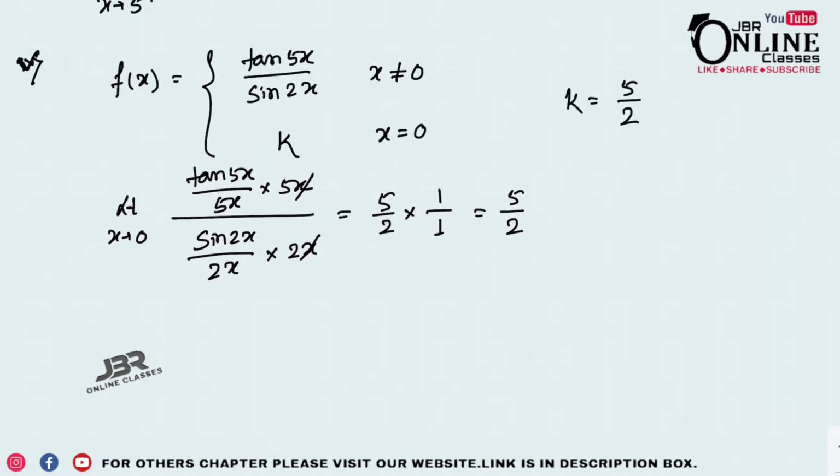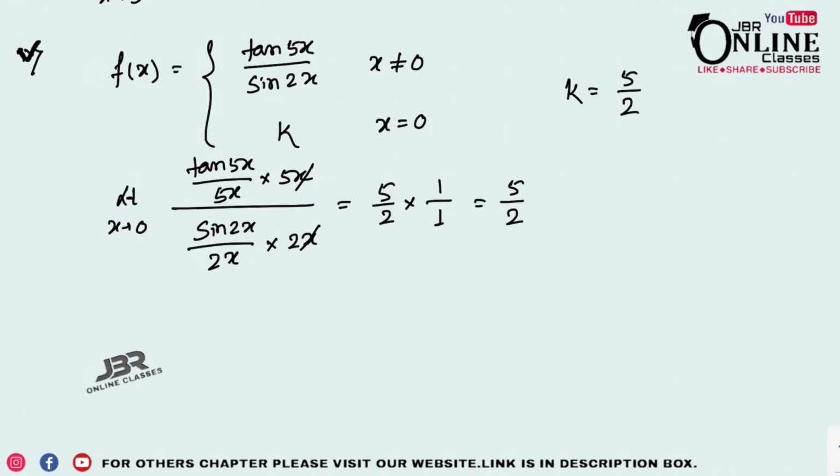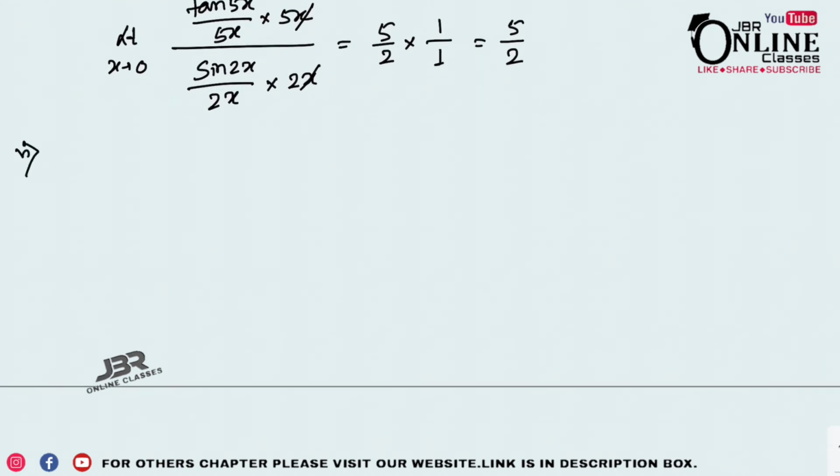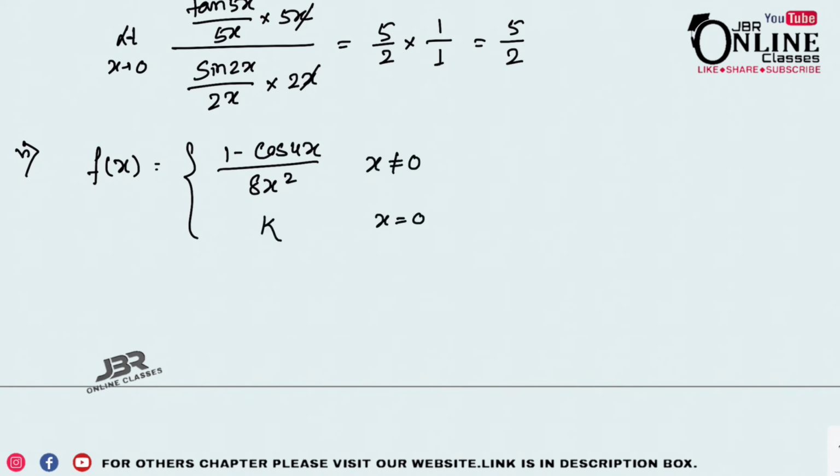Now next one, this is sum number 5. Okay, not the 4, this is sum number 5. Now next one, sum number 6. Sum number 6: f(x) equal to 1 minus cos 4x divided by 8x square, when x is not equal to 0, and k when x equal to 0, is continuous at x equal to 0. You have to find out the value of k. Again a similar kind of problem.